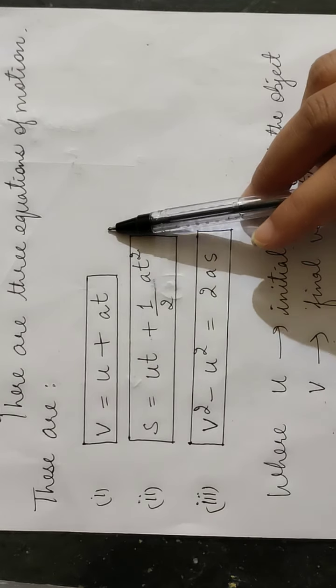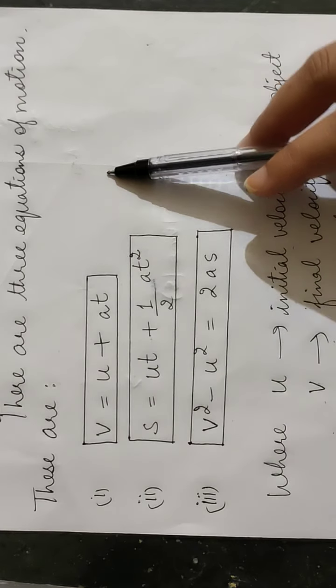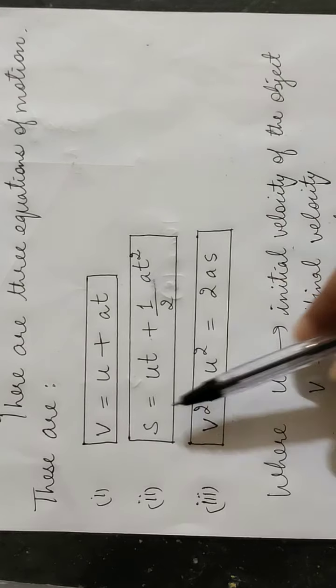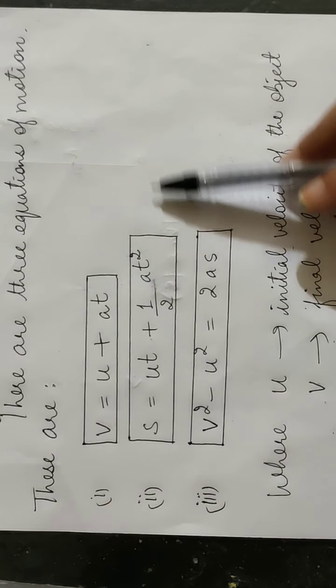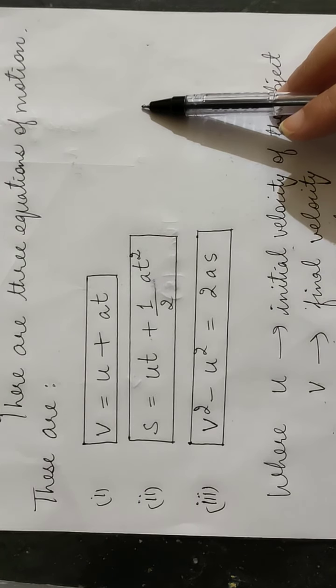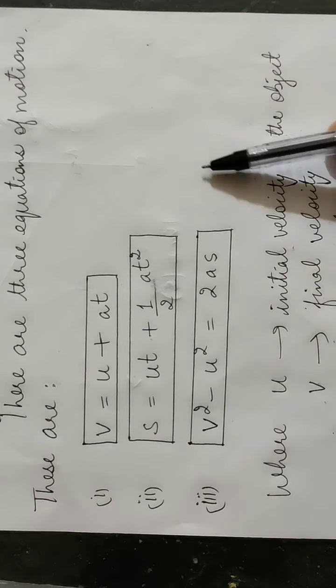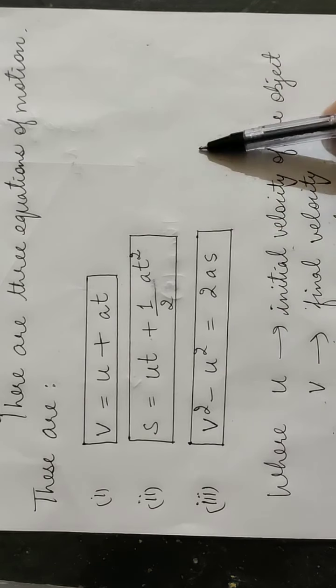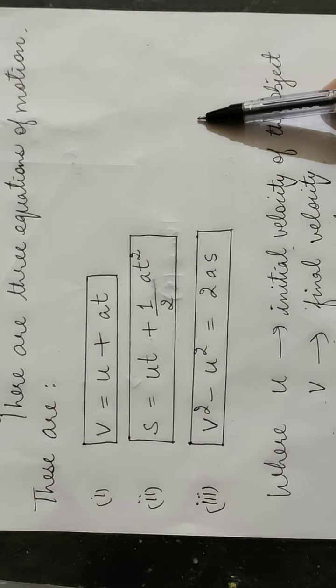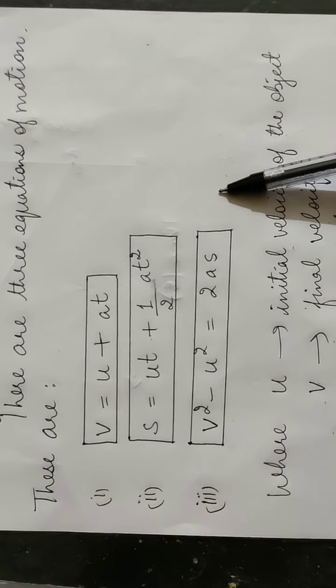Now, the first equation, that is v is equal to u plus at, represents the velocity time relationship. The second equation represents the position time relationship, whereas the third equation represents the position velocity relationship. These three equations of motion can be derived by graphical method. Let's derive them one by one.